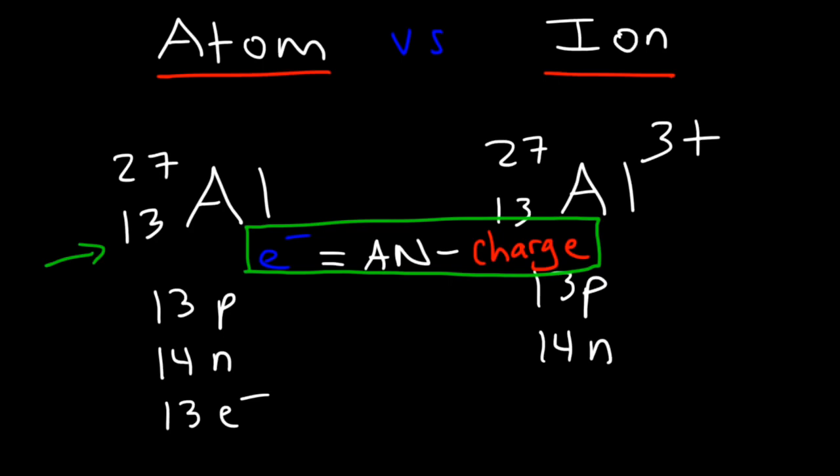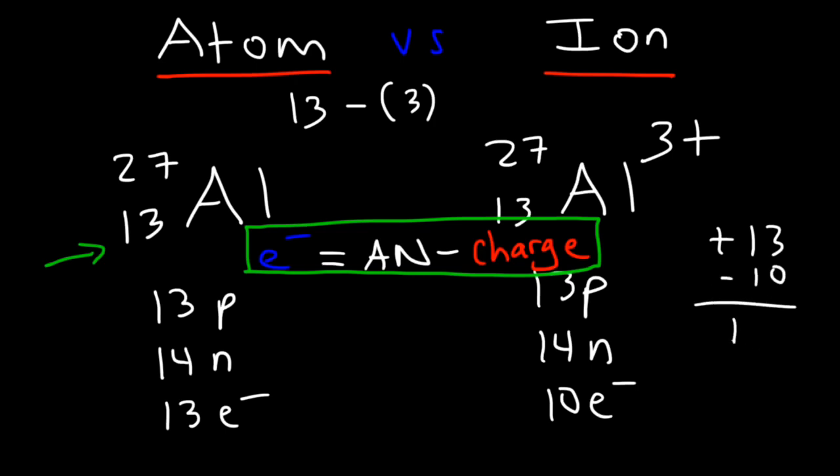So in the case of the aluminum atom, it's 13 minus a charge of 0, so that's where we got 13. Now, in the case of the aluminum ion, it's going to be the atomic number of 13 minus the positive 3 charge, so there's 10 electrons. And it makes sense. Each proton has a charge of 1, so there's 13 protons. That's the net charge of plus 13 in the nucleus. Each electron has a charge of -1. There's 10 of them. If we add these numbers, this will give us a net charge of positive 3.